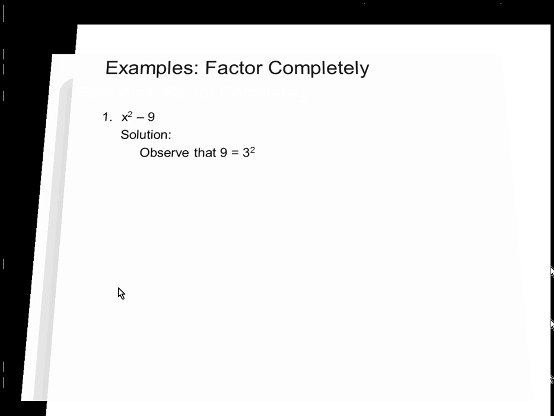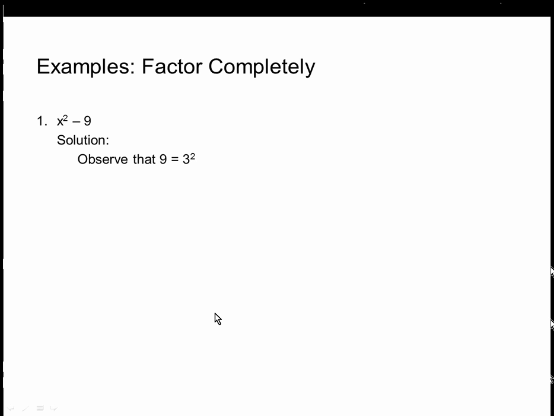Let's try some examples. Factor completely. Again, remember, always factor completely. Our first one, I have x squared minus 9. I do have an even exponent. I have a minus sign, and 9 is 3 squared. So you have to observe that 9 is 3 squared. So it factors as conjugates, x plus 3, x minus 3. Or, like I have here, x minus 3, x plus 3. Remember, the order of the factors does not matter.